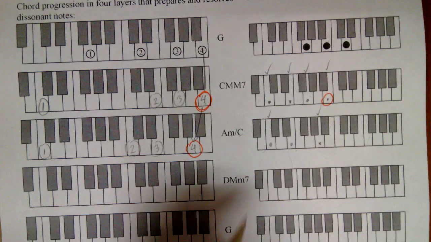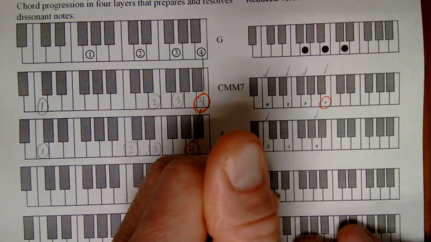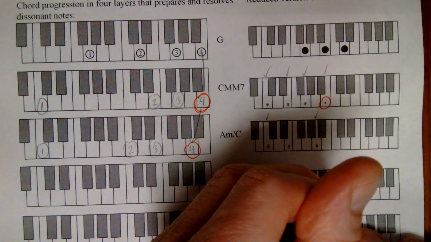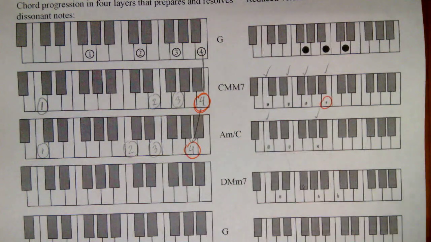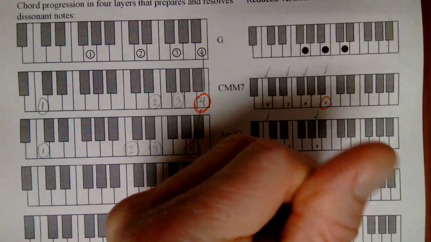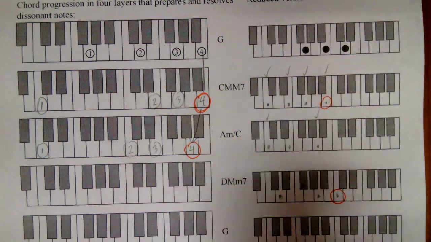Next, we're going to lead from this A minor over C to a D major minor 7. I'll first write this chord, D major minor 7, in reduced form. It looks kind of hard to read. It looks like that, okay? And the dissonant note is C.